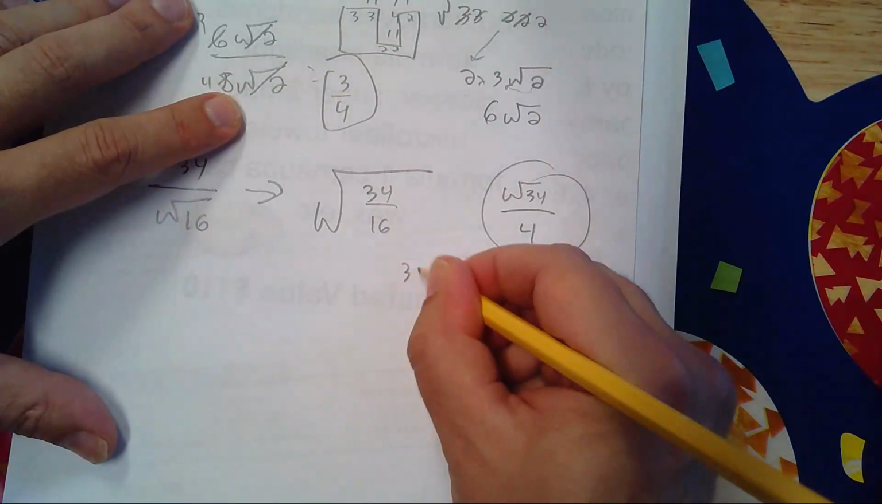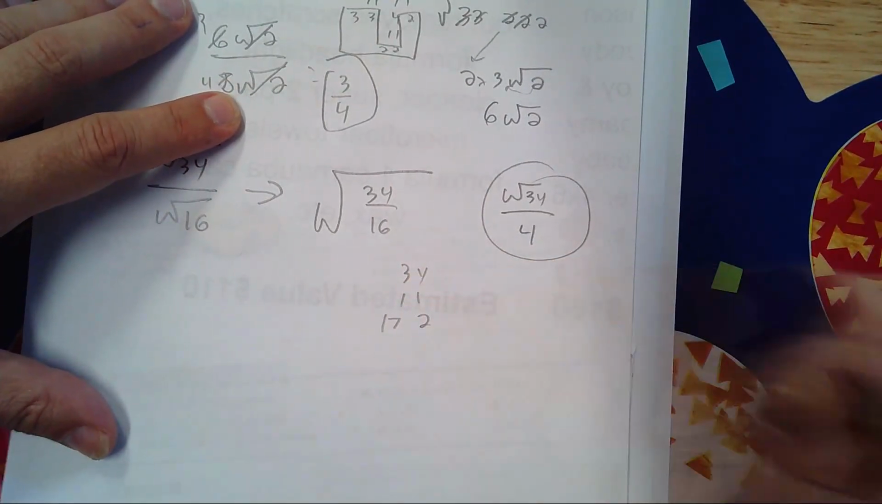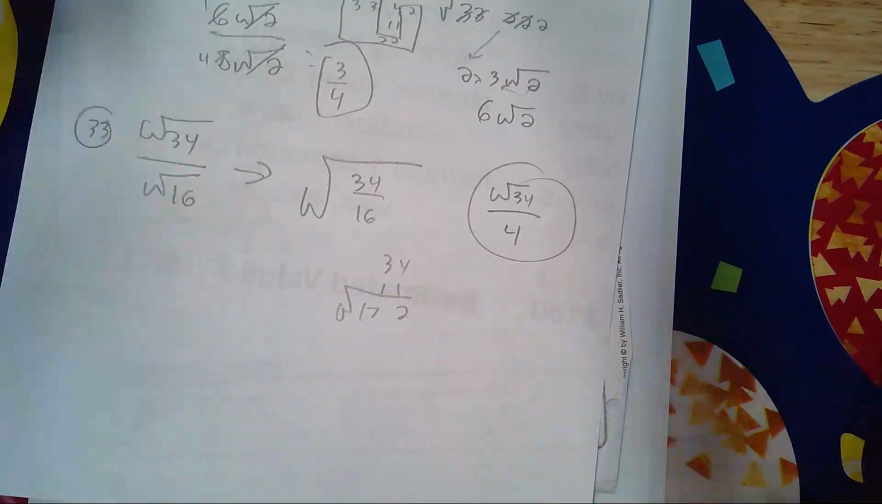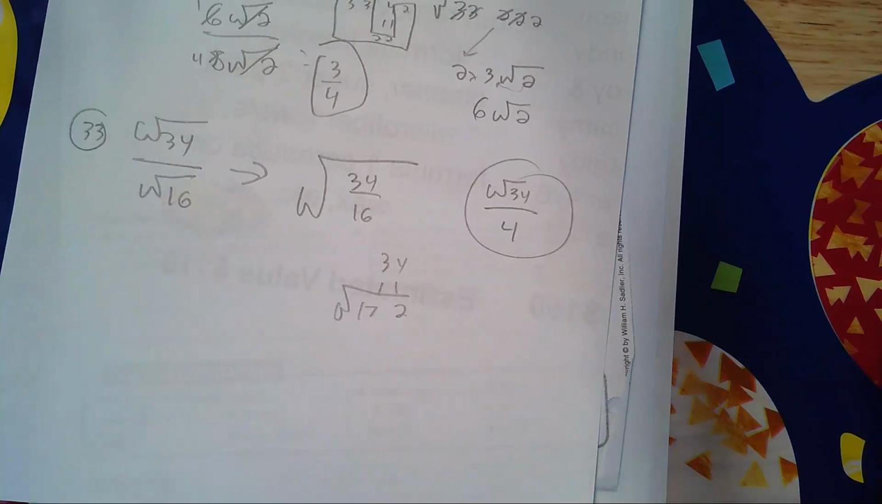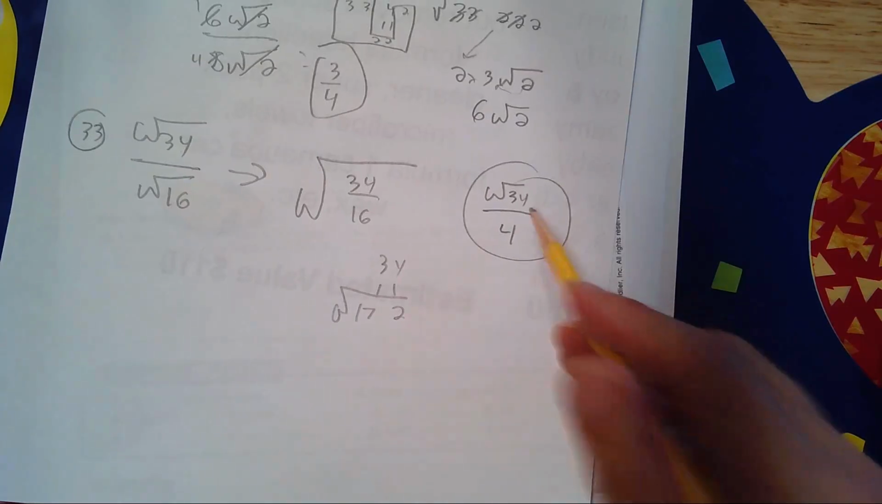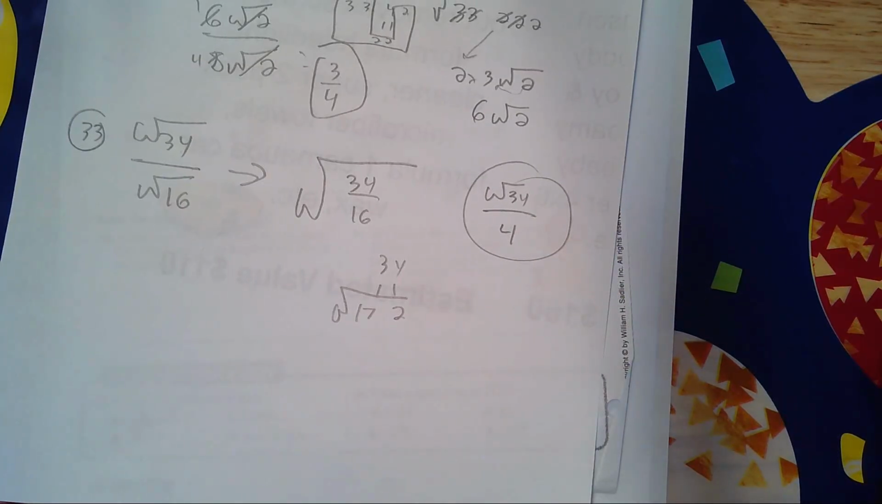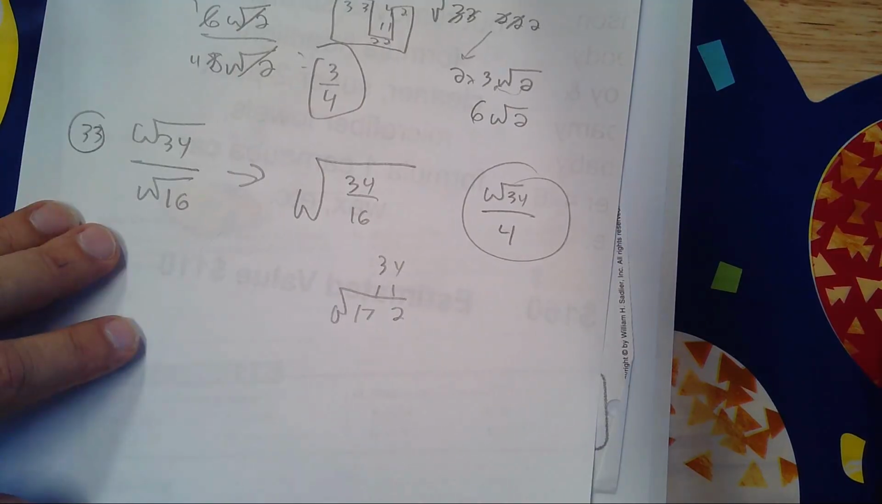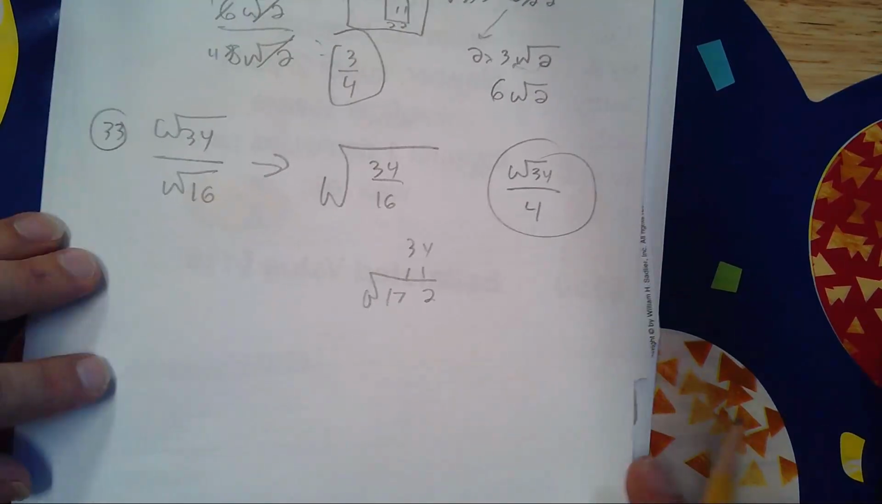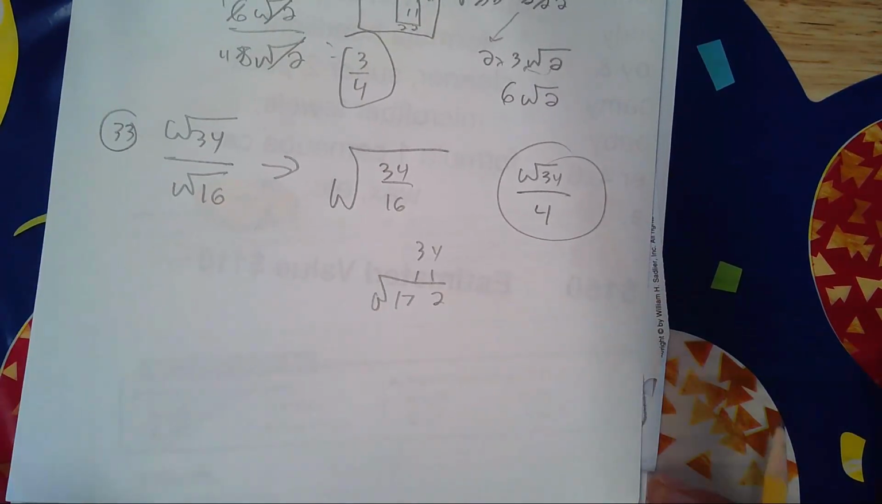Because when I try and break down 34 into primes, I can't combine 17. This is prime. I can't go any further with it, right? The root 34 is as simple as that one's going to get. Yeah, so you'll see that scenario too. Yep, just square root, but you'll run into these types of things.